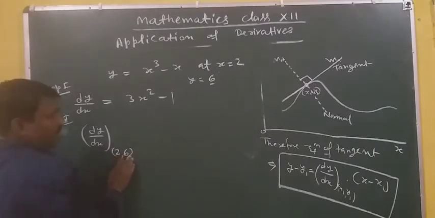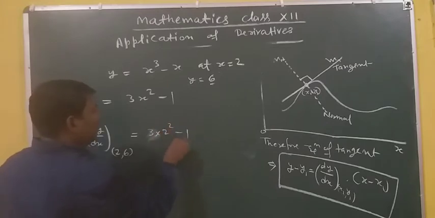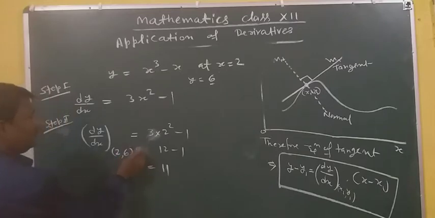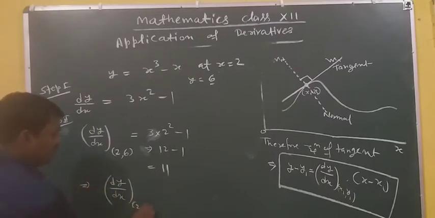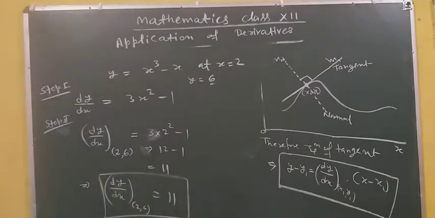So at 2 comma 6, dy by dx will be equal to, putting 2, 2 squared is 4, 4 threes are 12, minus 1. So it will be 11. Or you can put 3 into 2 square minus 1, so 12 minus 1, this is 11. So dy by dx, that is the slope of the tangent at 2 comma 6, is equal to 11. This is your slope. Another question.